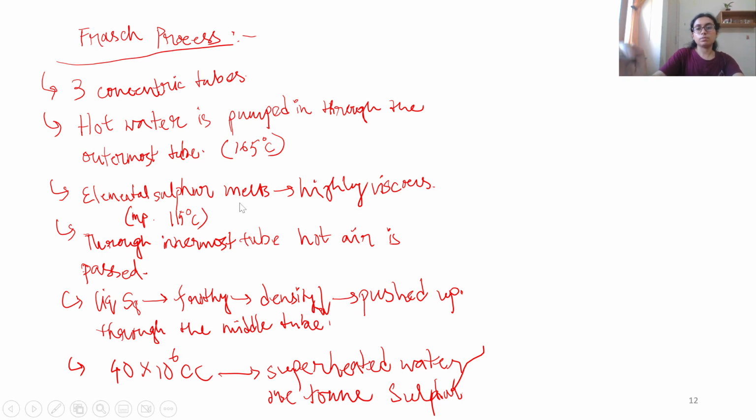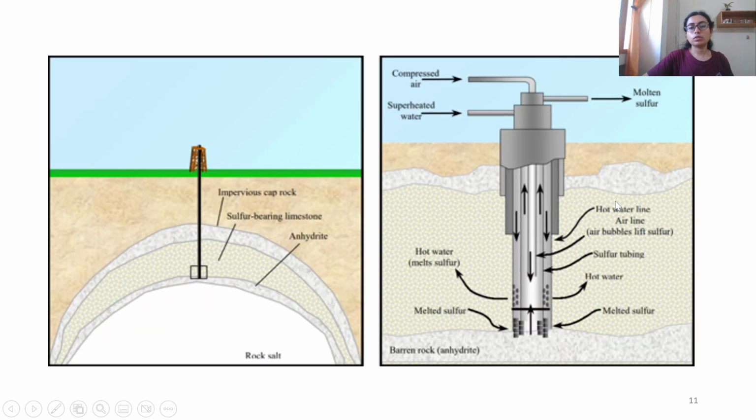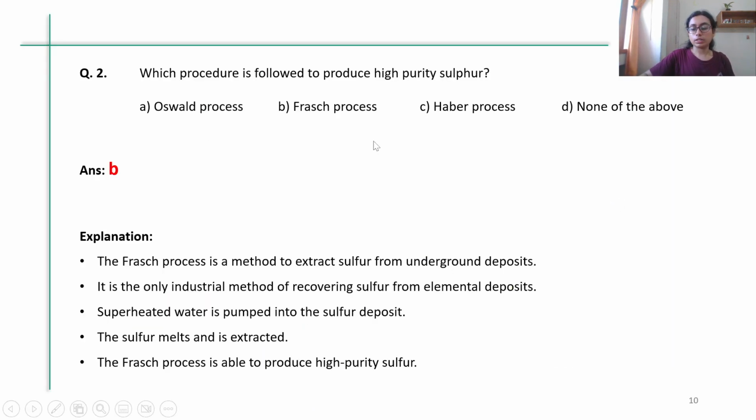Almost pure sulfur, 99.8% pure, is extracted by this process. So these are the details of the Frasch process.